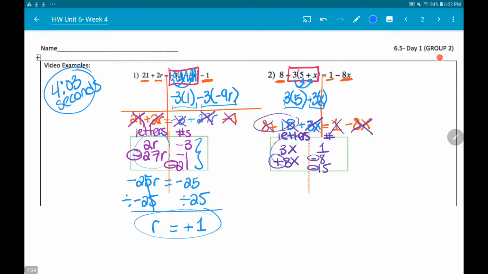Alright, I simplify. 3 plus 8 is 11x. -15, -8, and +1. That gets me -22. I divide. And that gets me x equals -2.